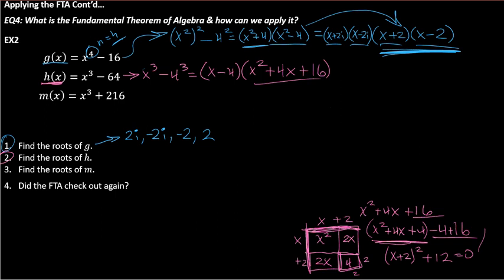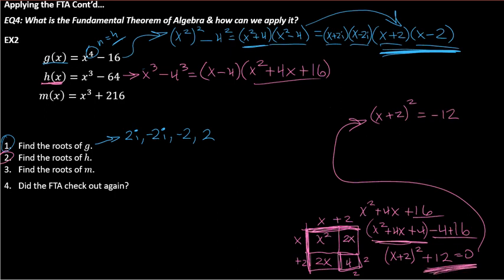And I'm going to have to come up here. I'm running out of room. So I'm going to have x plus 2 all squared equals negative 12. I subtracted 12 from both sides here. Okay, then I'm going to take the square root of both sides. So x plus 2 is equal to plus or minus the square root of negative 12, or plus or minus i square root of 12.